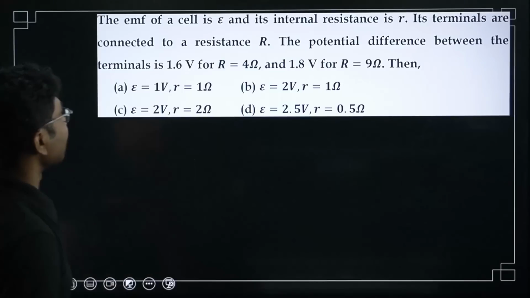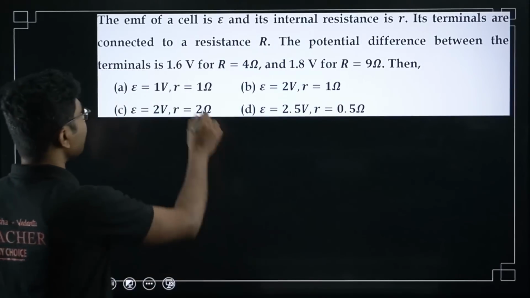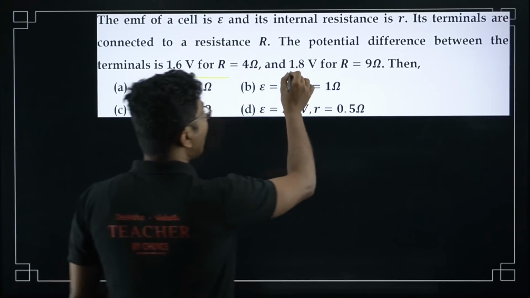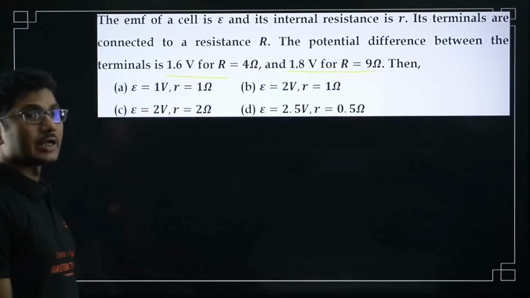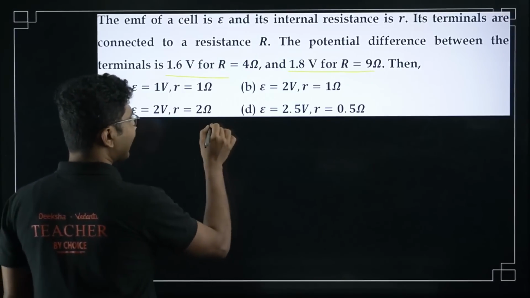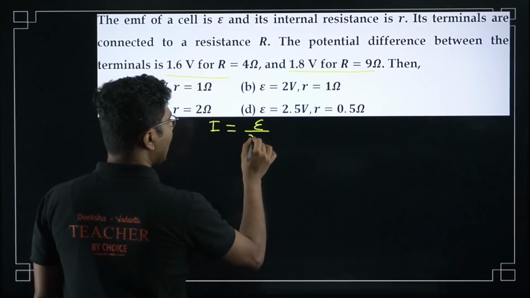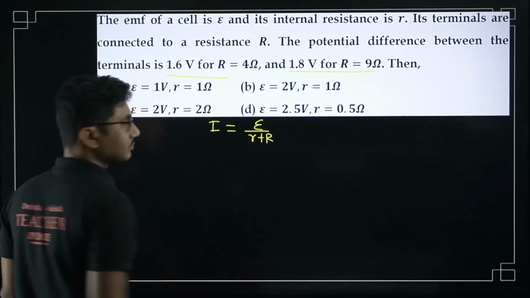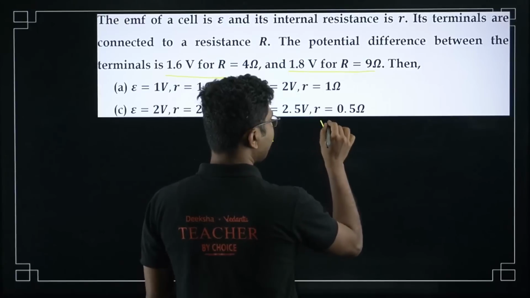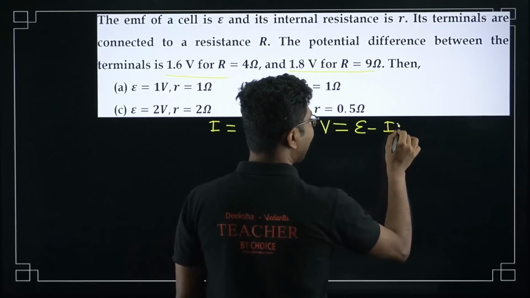The EMF of a cell is epsilon and its internal resistance is r. Its terminals are connected to a resistance capital R. The potential difference between the terminals is 1.6 volt for R equals 4 ohm and 1.8 volt for R equal to 9 ohm. Right? So we know what is current? Current is basically given by epsilon divided by R plus r. And we also know that terminal voltage is basically given by epsilon minus Ir.